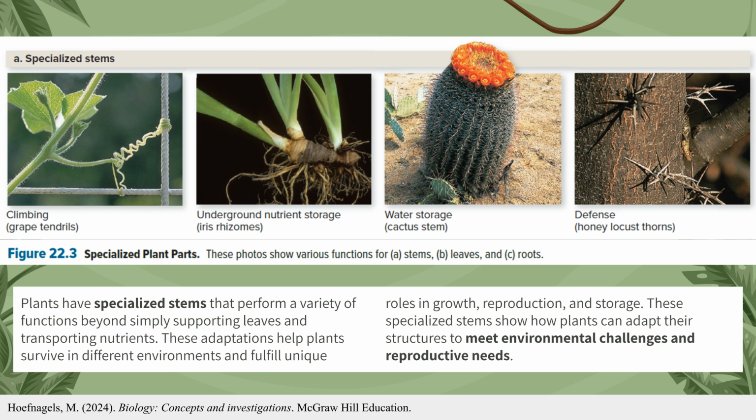Certain plants have stems specialized for storage, photosynthesis, reproduction, or protection. Common examples include tubers, rhizomes, stolons, and tendrils.